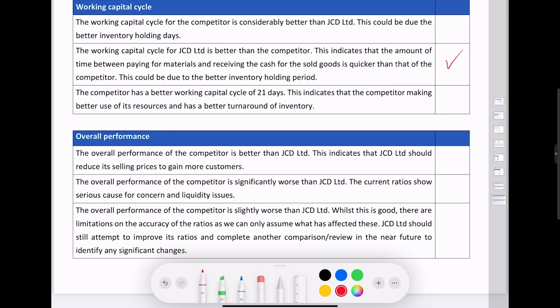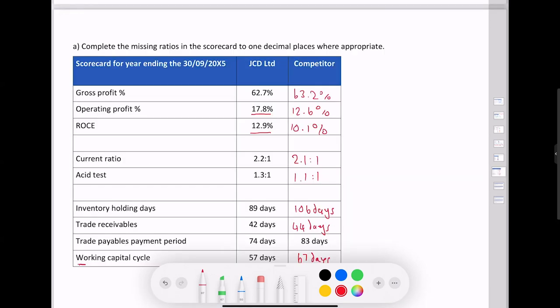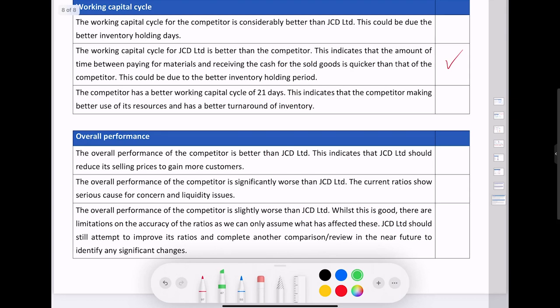The very last one then is the overall performance. So the first statement says the overall performance of the competitor is better than JCD. This indicates that JCD Limited should reduce its selling prices to gain more customers. So I think we can all agree that the competitor is not doing overall better than JCD due to the fact that it has a lower operating profit and a lower return on capital employed. So it has lower on both of these two. So I would say straight away that it is not performing better. So that one would be false.